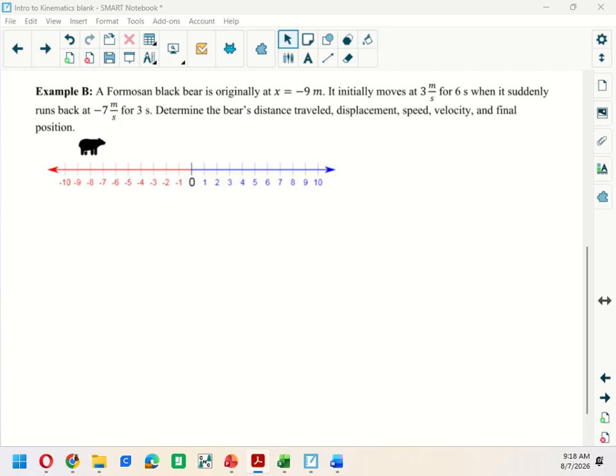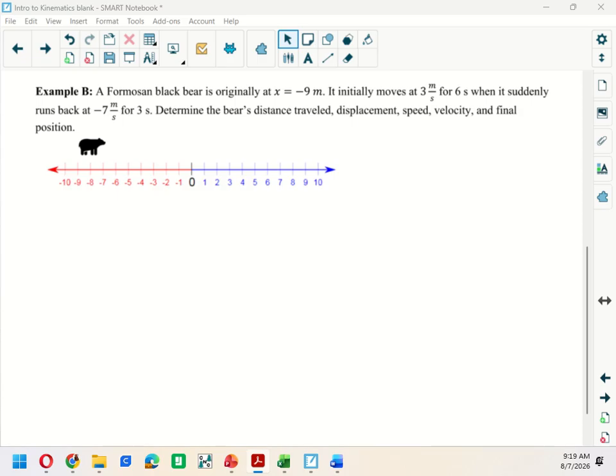Total distance traveled. The bear took 2 trips. So my first trip starts at -9 and ends at +9. What is that distance? It's 18. How did we get 18? So my distance total is going to be my velocity 1 times time 1.